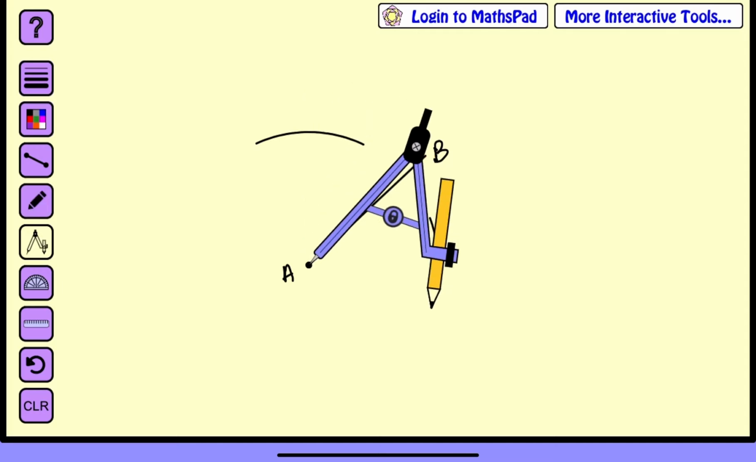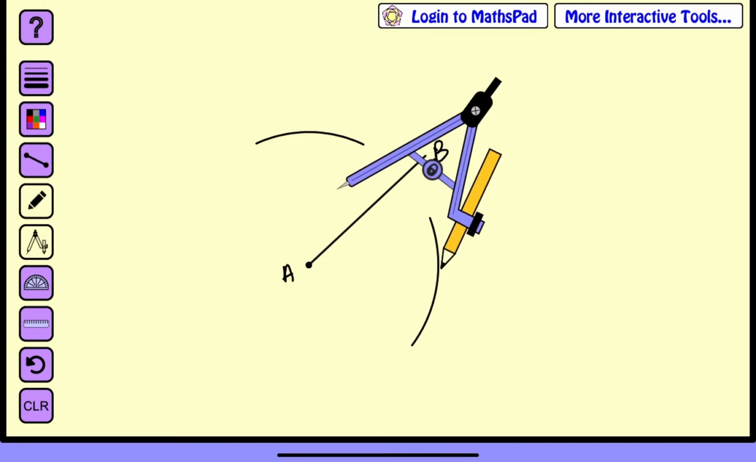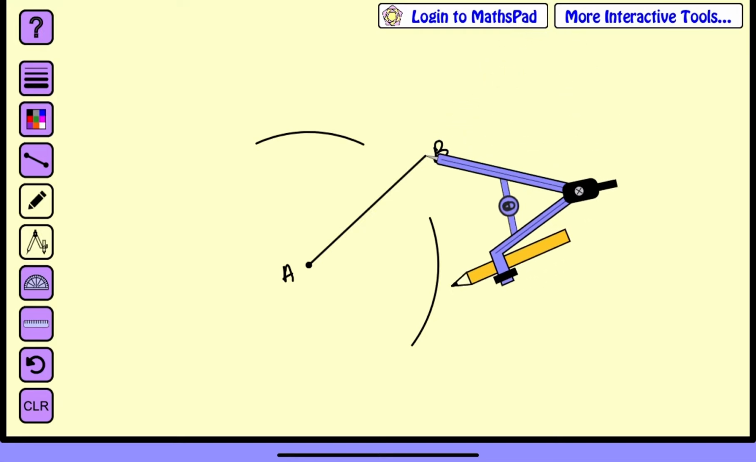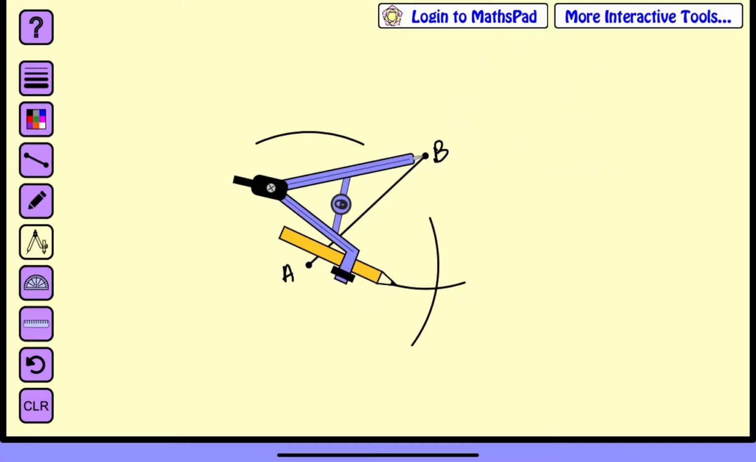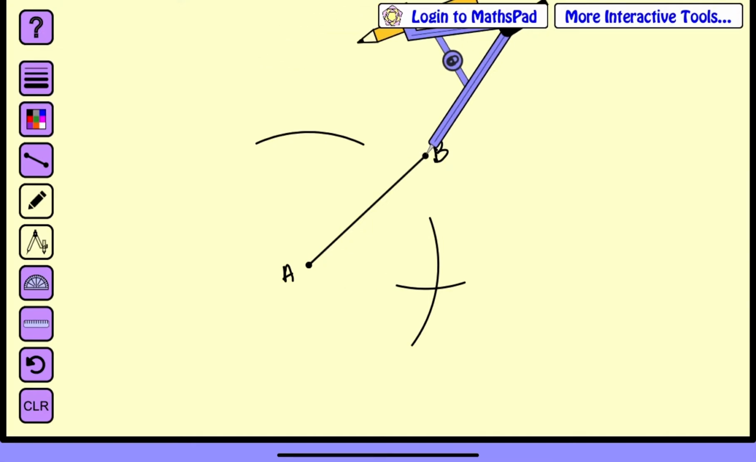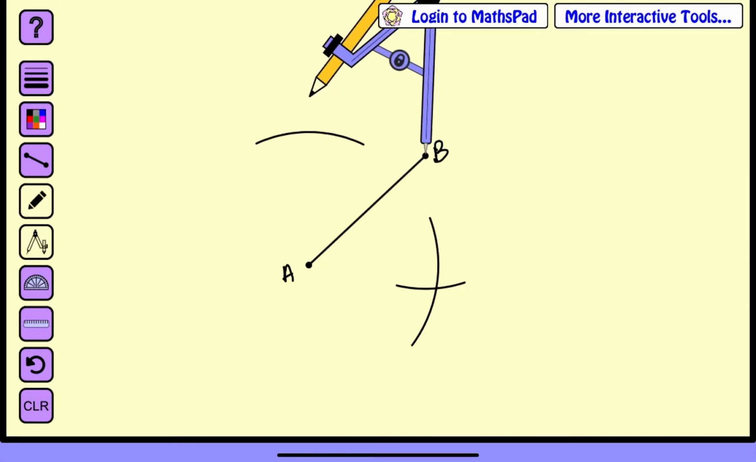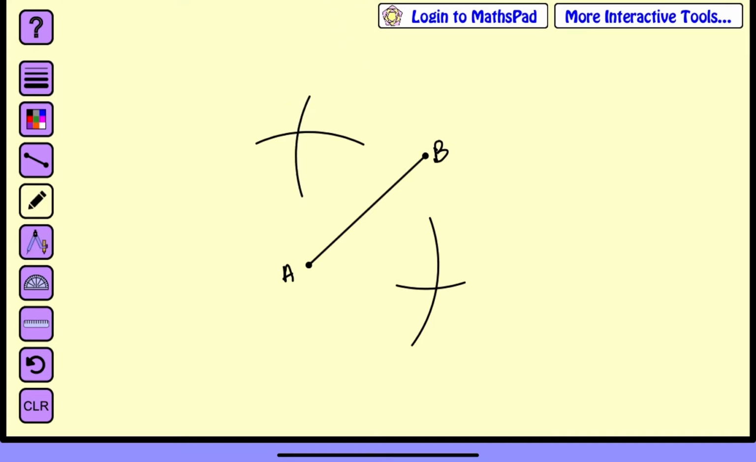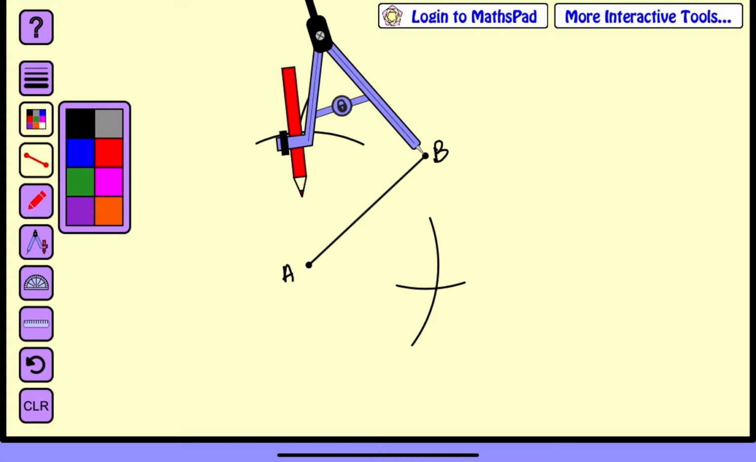Then I draw another arc here. After that, using the fixed length, I move it here and I draw an arc and make sure that I get across. And I move it to the top, and I draw it also to make sure that I get across. And then I'm done.